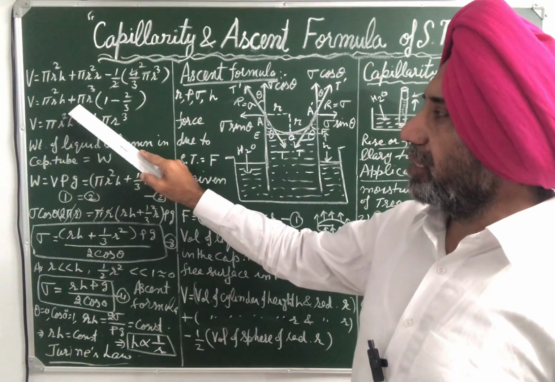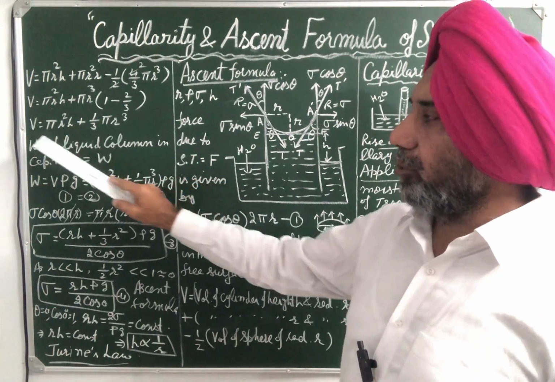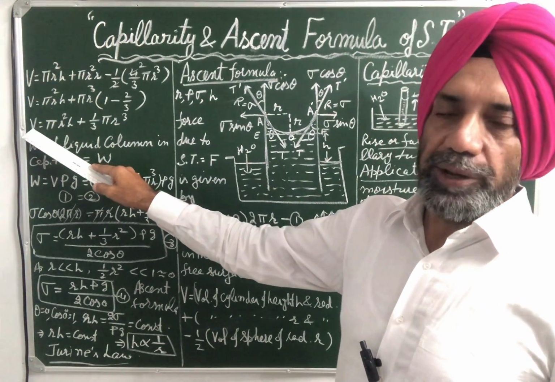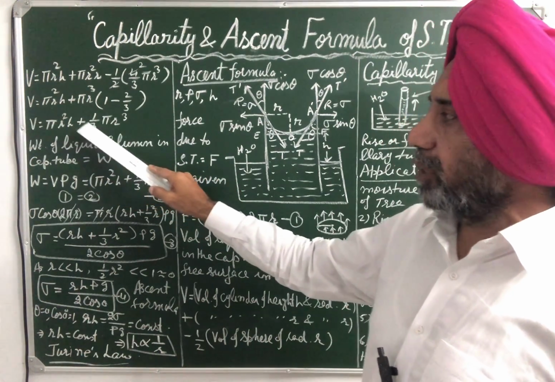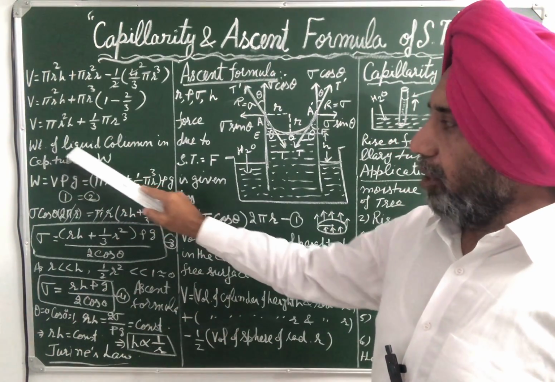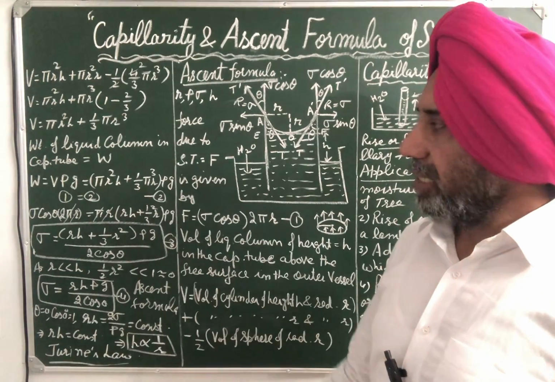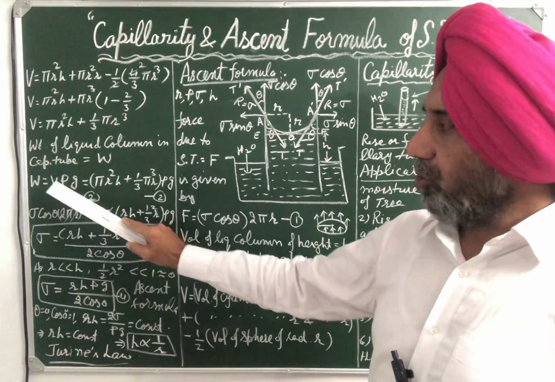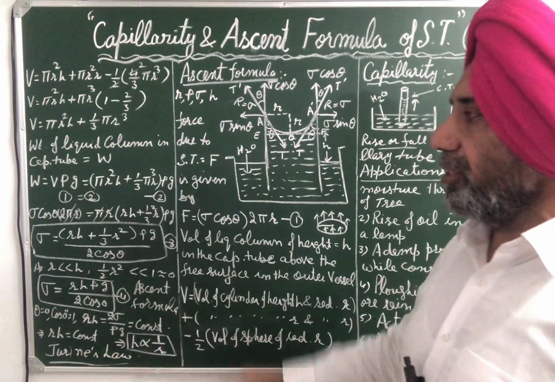So pi r square h, pi r cube is common, 1 minus 2 by 3, it will be 1 by 3 pi r cube. So the total volume of the liquid column in the capillary tube above the free surface in the outer vessel is given by pi r square h plus 1 by 3 pi r cube. Therefore, the weight of liquid column in the capillary tube is given by W is equal to volume into density into g. So V rho g, so pi r square h plus 1 by 3 pi r cube into rho g.